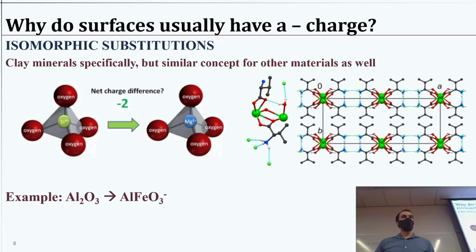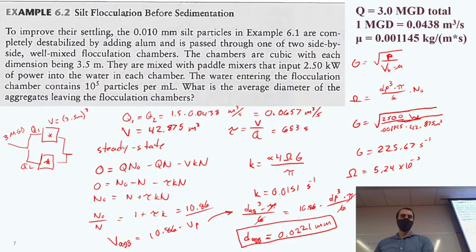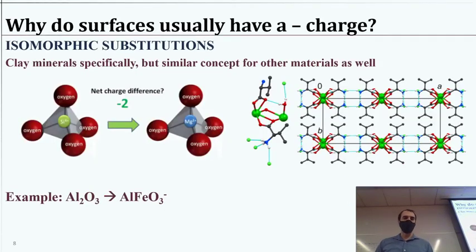Now, we could look at a few different things, and we're going to start with clay minerals. This also applies to other types of solids, especially with a crystal structure. And then we're going to take a look at organic matter and what can happen if you have a surface that's got organic molecules present. So on the inorganic side, clay minerals, as in our example right before, silt particles are usually some sort of clay. Clays and silts are in some way synonymous.